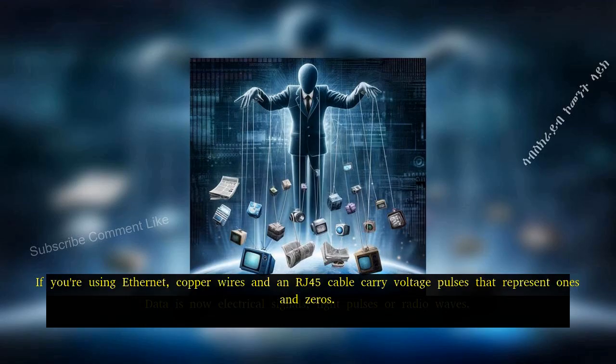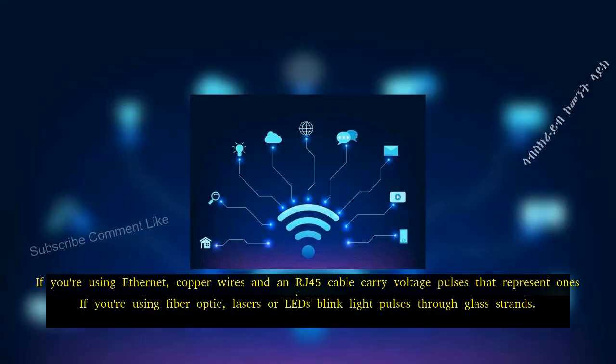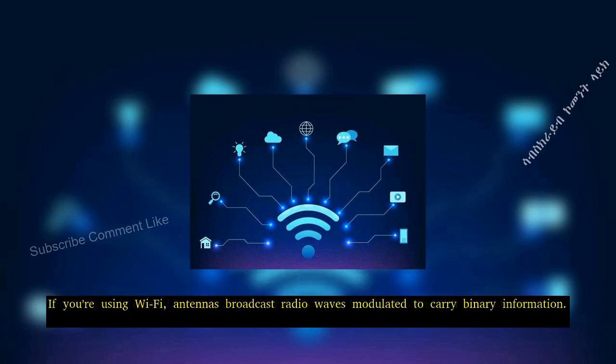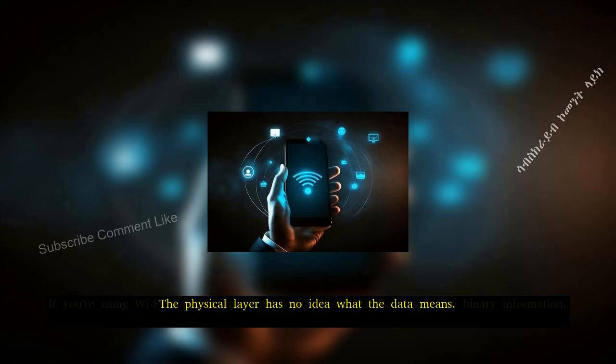Data is now electrical signals, light pulses, or radio waves. If you're using Ethernet, copper wires in an RJ45 cable carry voltage pulses that represent ones and zeros. If you're using fiber optic, lasers or LEDs blink light pulses through glass strands. If you're using Wi-Fi, antennas broadcast radio waves modulated to carry binary information.